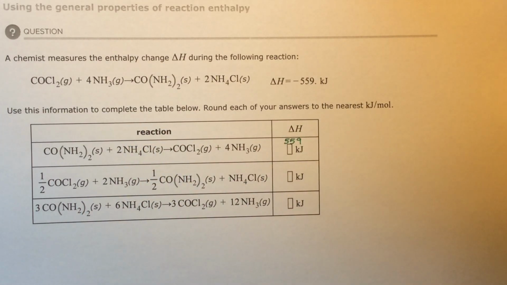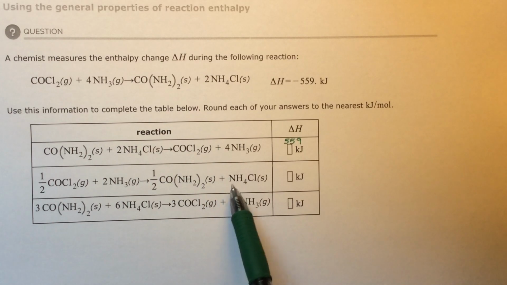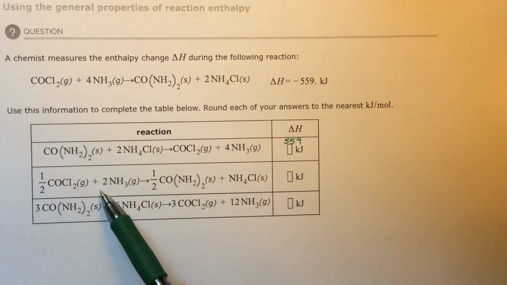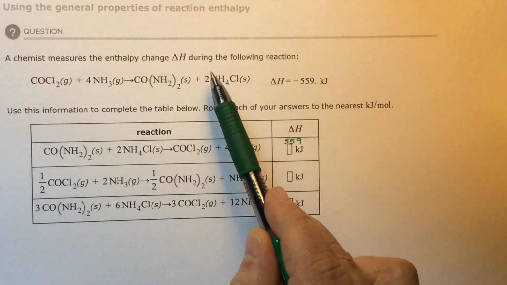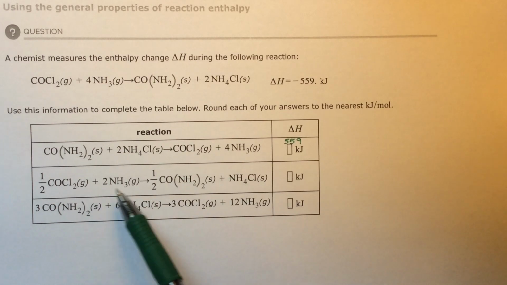All right? So look at this second one. The second one is not backwards. It's forwards, but everything is divided by 2. I've got this divided by 2, that's half. I've got 4 going to 2. I've got 1 divided by 2. I've got 2 divided by 2. So everything is divided by 2.